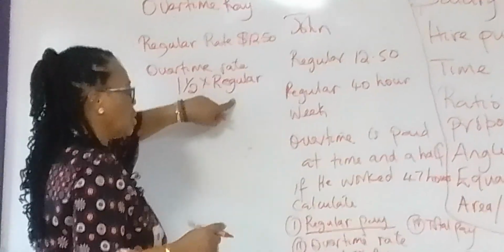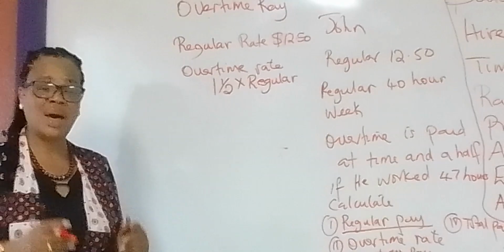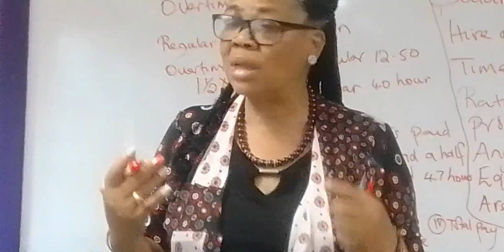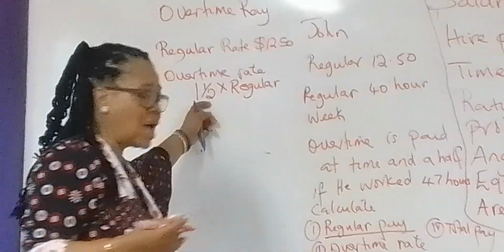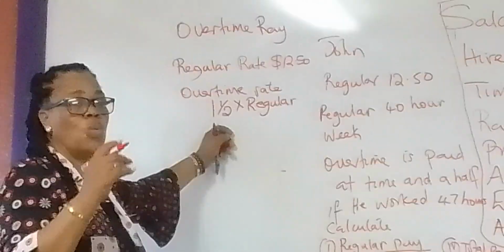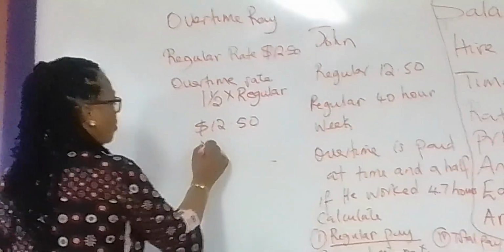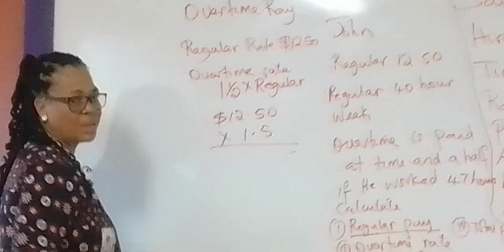1.5 times regular. And I said to you all, in order to make it easy mathematically, because you've got to use your brain in the exam to do the multiplication, multiply by 1.5. So now I take $12.50 and I multiply that by 1.5. Let's go with the multiplication.